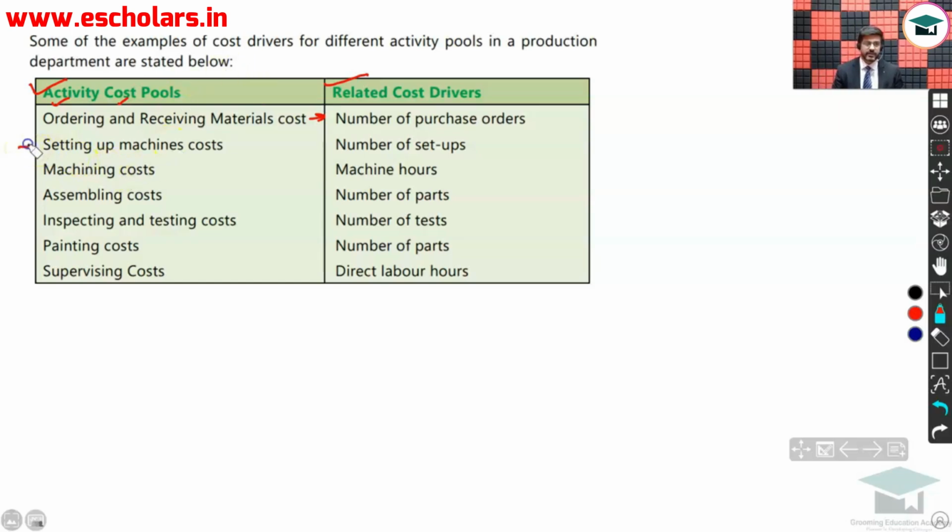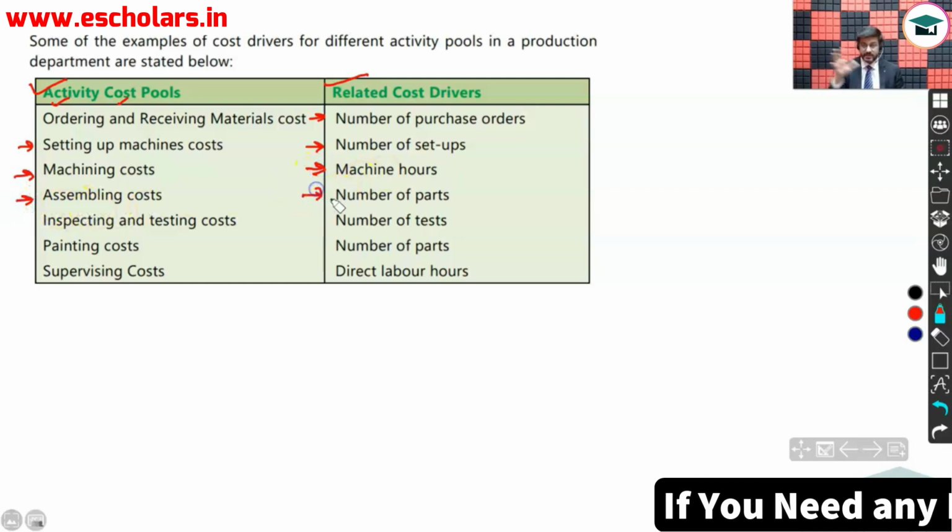Next one is setting up machine. When you set up a machine, that is another activity, and there are different costs associated with it. The cost driver is the number of setups. If the number of setups is more for a particular product, what will happen? More setup cost will go to that product. So the number of setups is the driver here. Machining cost, machine hours. Assembling cost, number of parts which you are assembling.